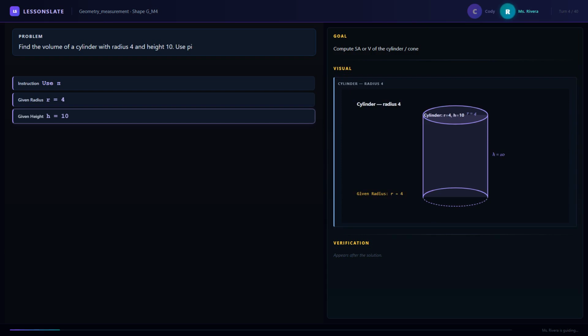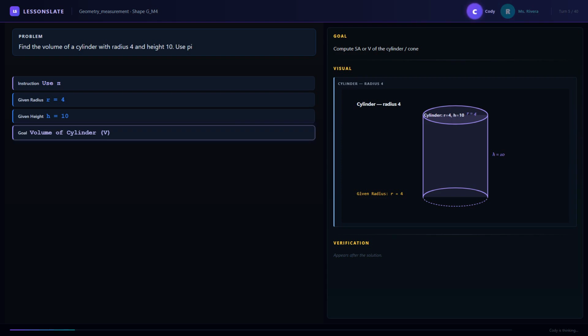That's exactly right, Cody. Leaving pi as a symbol means we'll get an exact answer, which is often preferred in geometry. So we have a radius r equals 4 and a height h equals 10. What is the problem asking us to find with these values? It's asking us to find the volume of the cylinder. So we need a formula for that, right? I think I remember seeing one for cylinders.